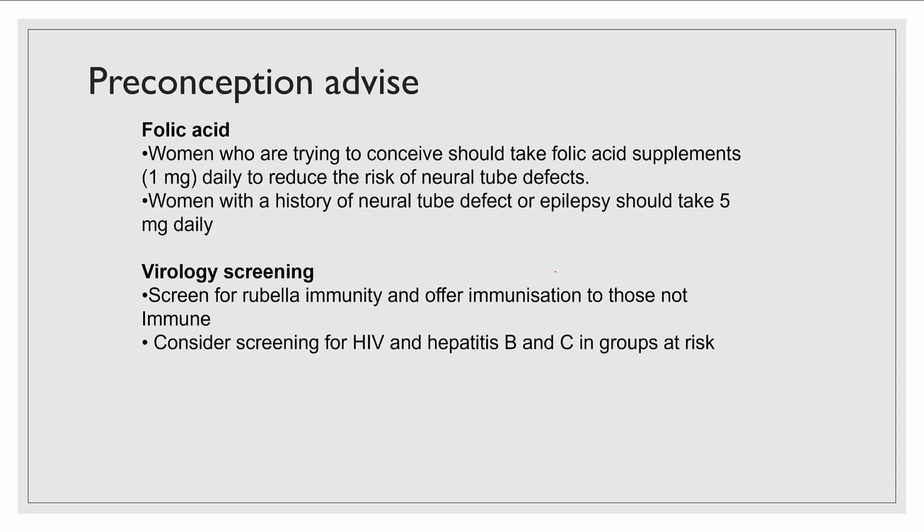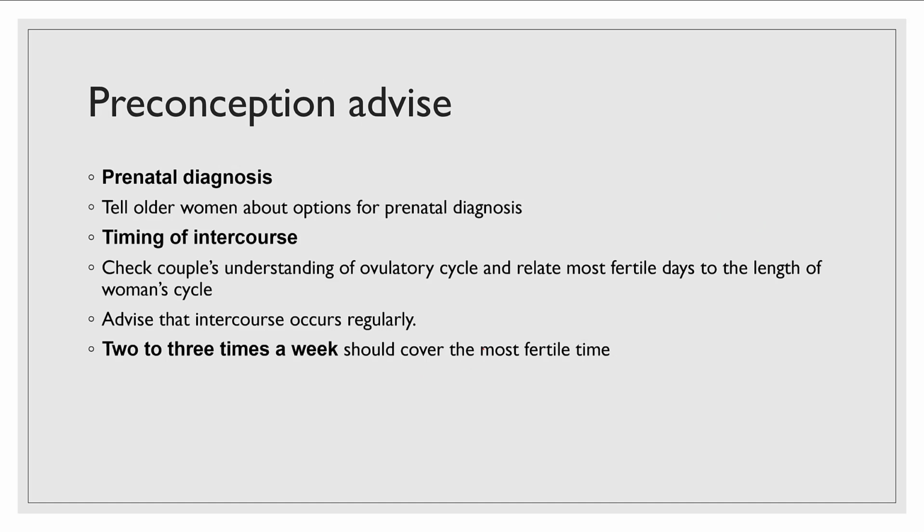Recommend folic acid, especially if they are on anti-epileptics or any drugs which impair their folate metabolism. Advise them to take a higher dose, like 5 milligrams of folic acid. If they have not been immunized, encourage rubella immunization and others, and screen for HIV, Hep B and Hep C if they are at high risk, sex workers or people who have gone abroad. Check those things and advise vaccination.